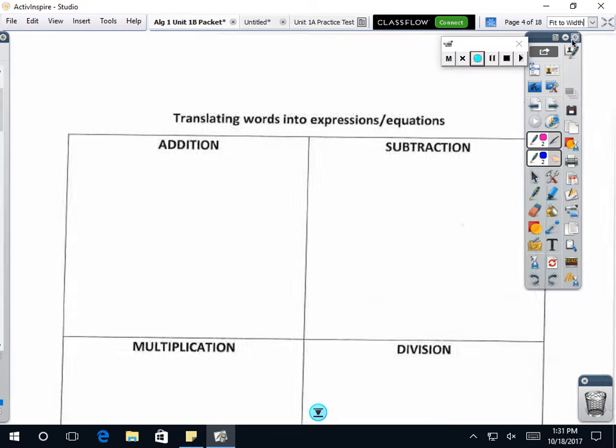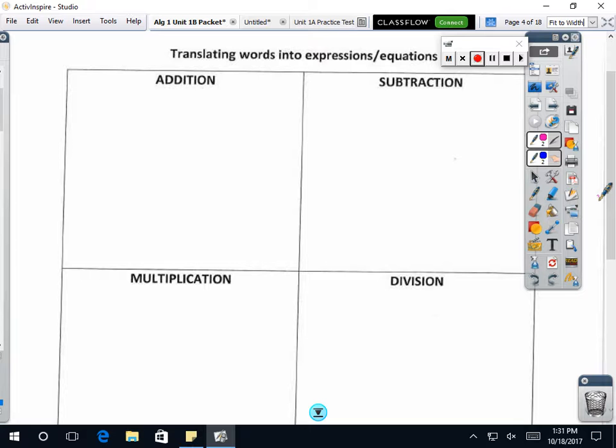We're going to fill in these squares with some words that mean addition or subtraction or multiplication. So what are some words that you hear that mean addition? Equals could go with any of these, because equals is just like the end result. Sum is the answer to an addition problem. What else? Input is not necessarily addition. Add. What else? Plus.